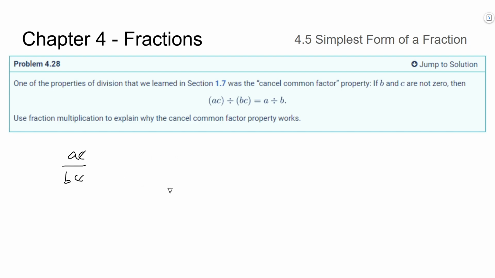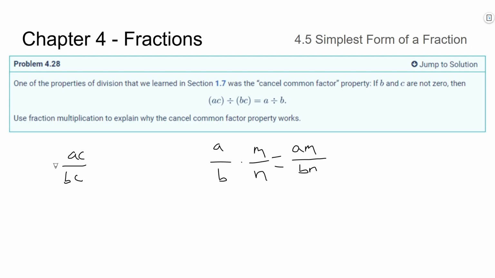Let me just back up a little bit. We know the way that fraction multiplication works: we have A over B, and we have another fraction, let's just say M over N. Then we just multiply across, so this would be AM over BN. That's how we multiply fractions.